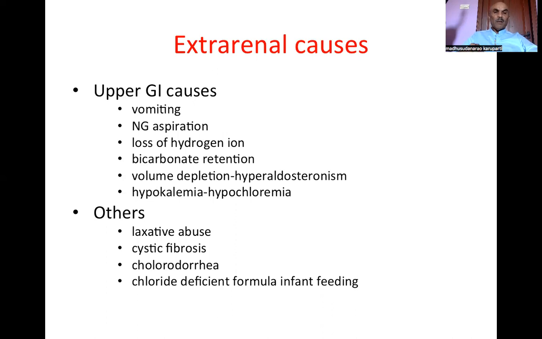These causes have already been touched on in the previous classes. Only to repeat, the GI causes being persistent vomiting, NG aspirations, which lead to loss of hydrogen and retention of bicarbonate, and excessive laxative use, cystic fibrosis, chloruria, chloride deficient formulas when fed to the infant. All these things are going to lead to hypovolemic alkalosis.